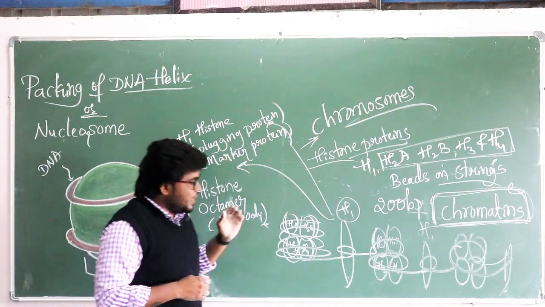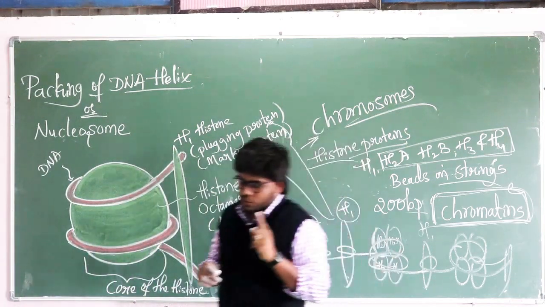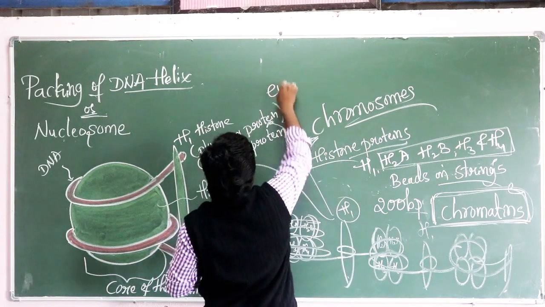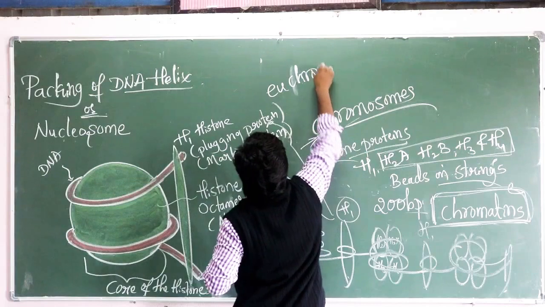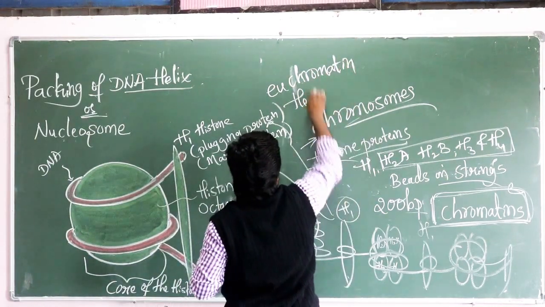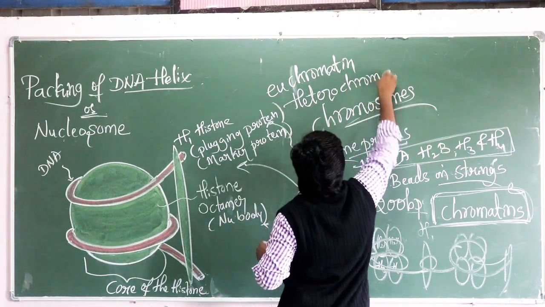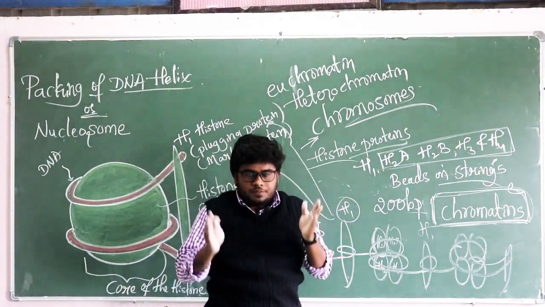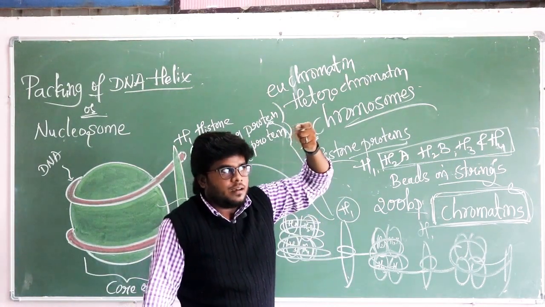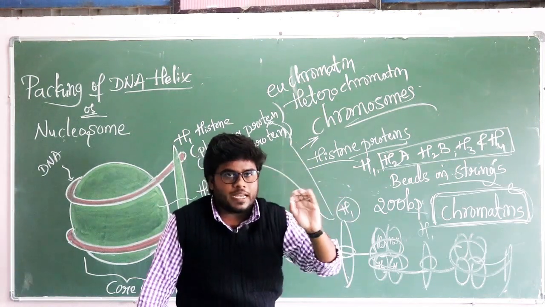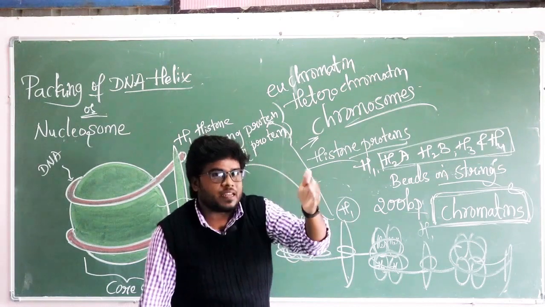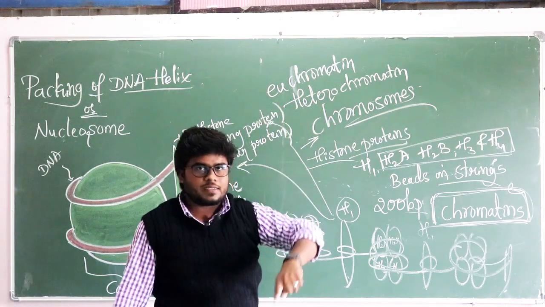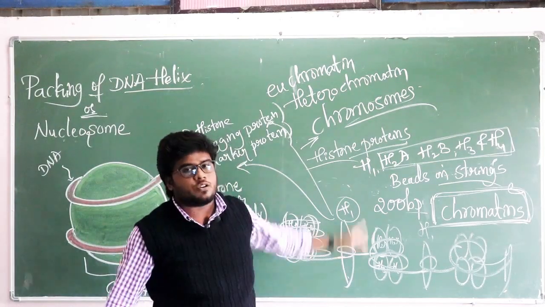So in chromatins we again have two types. Which ones? One is euchromatin, another one is the heterochromatin. Very important. What is meant by euchromatin and heterochromatin? Euchromatin means loosely arranged and less stained. Loosely arranged, less stained chromatins are called the euchromatins, and these euchromatins are more active compared to the heterochromatins.